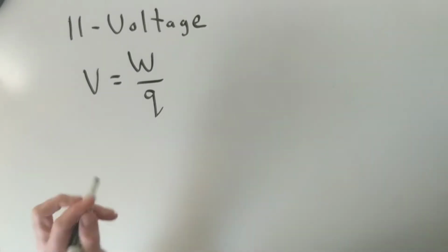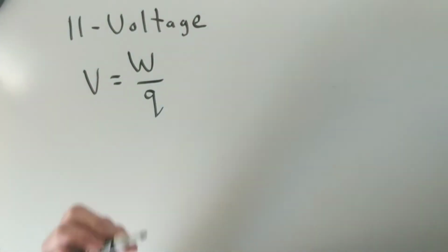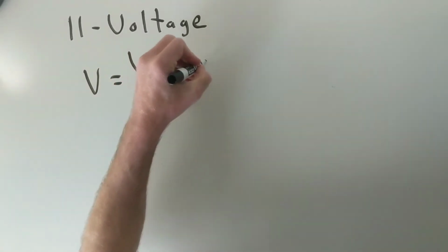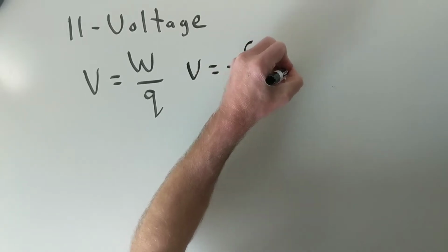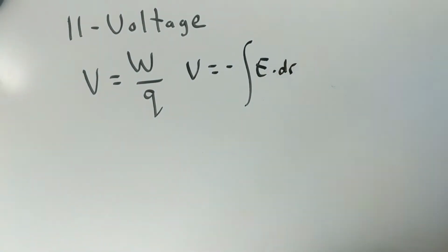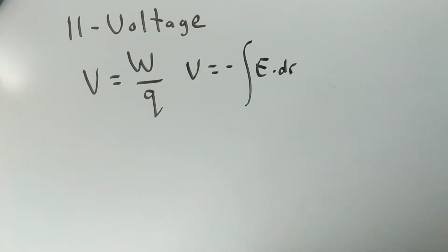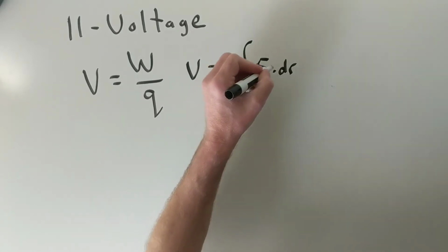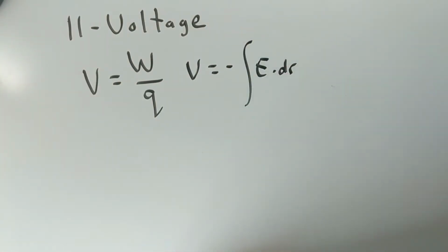Now, besides having work per charge, the other definition you really come across here is that voltage is the negative integral of the electric field. So electric field can be thought of as the slope of the hill you're climbing, and the voltage can be thought of as the height of the hill you're climbing. If you go up a certain hill over a certain distance here, then you will be at a certain height.